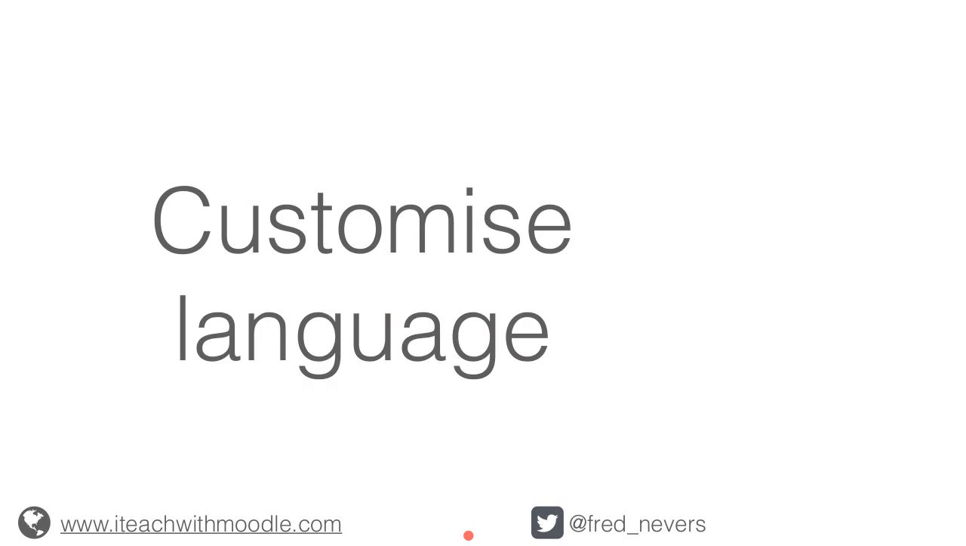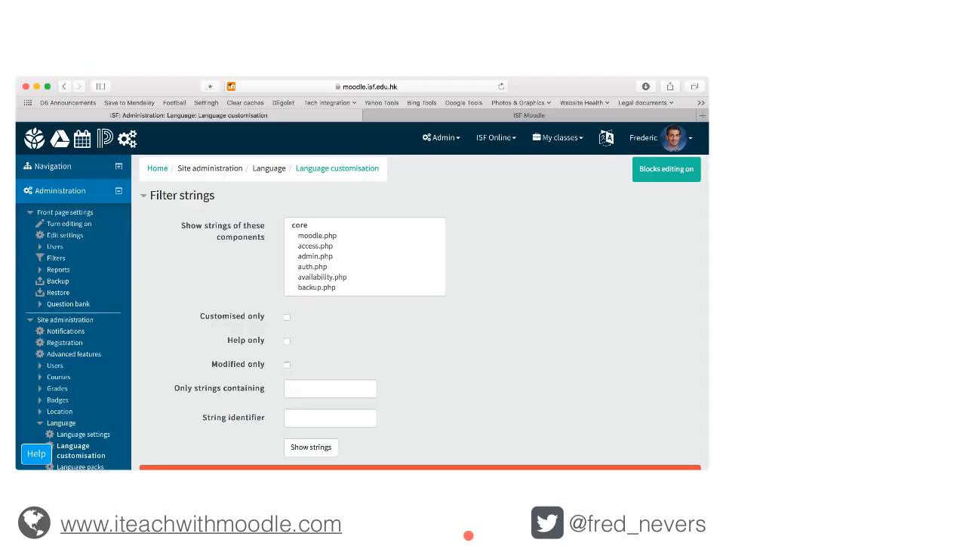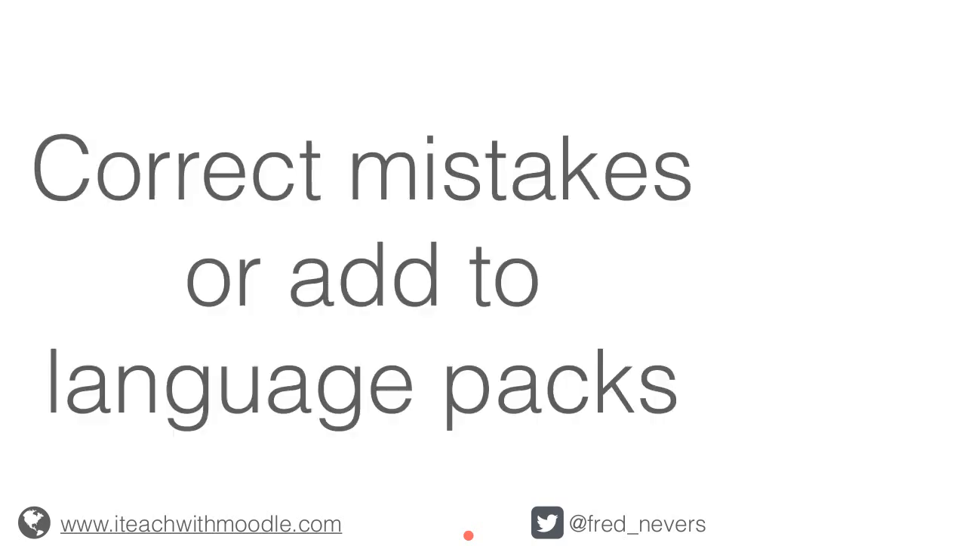One of the other things you may want to do is to customize the language. I'll show you a quick demo of this in a few minutes, but you have the ability to change, just for your site, some of the strings that you have. So later on, I'll show you maybe how to change a few strings, and if we have time, maybe how to display names, for example. But the tool is under site administration, language customization. Okay.